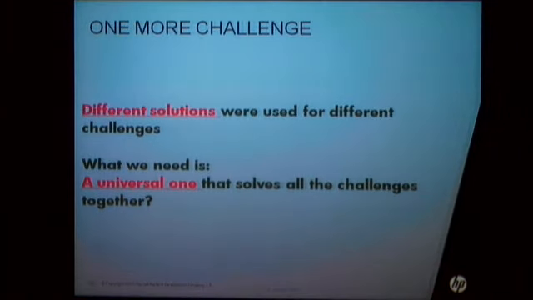Okay, have we solved all the problems? Not yet. And as you can see, we use different solutions to deal with different challenges. What we really need is to have one solution that can solve all the problems together. So we are not there yet, but I think we are close.